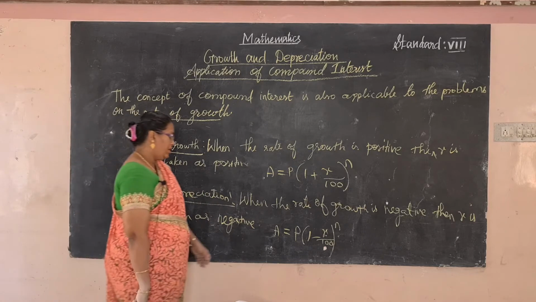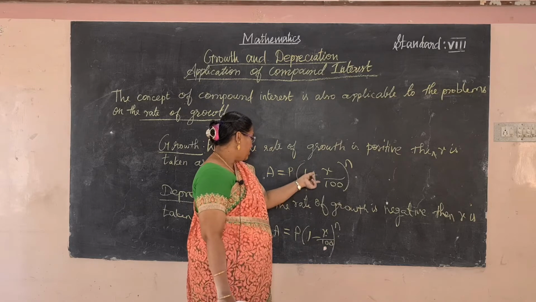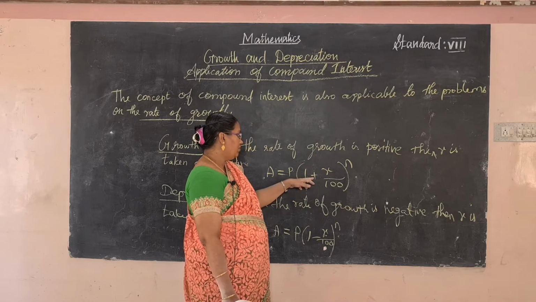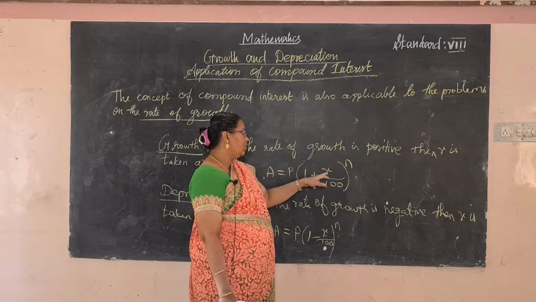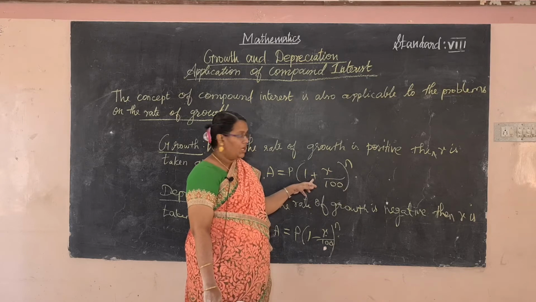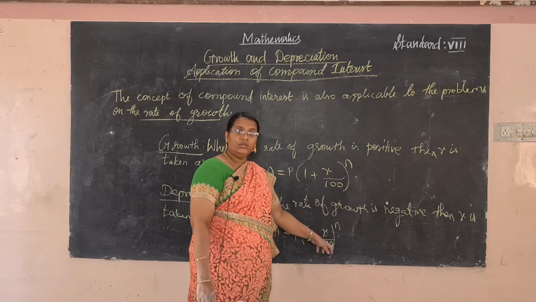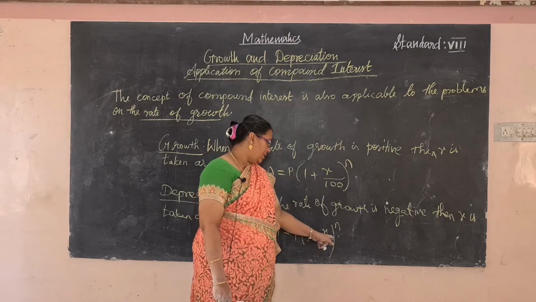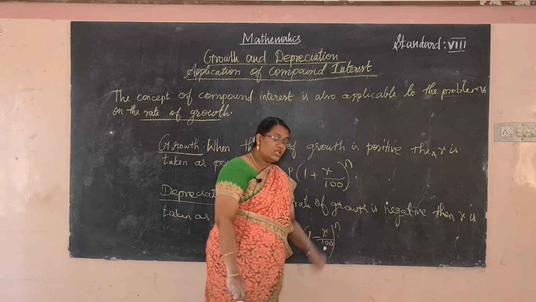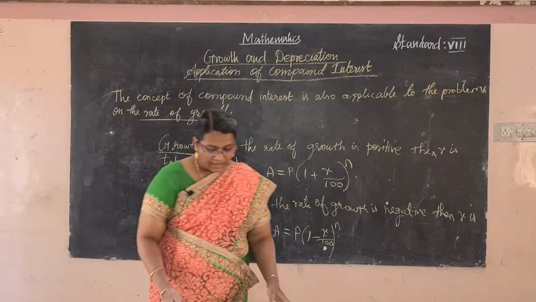The formula is correctly written because only the appreciation and depreciation vary here. Appreciation means the rate of growth of the interest is positive. And depreciation means the rate of growth is negative, so the rate of interest is negative, so R is negative, so minus R by 100 the whole power n. Now see the related examples.